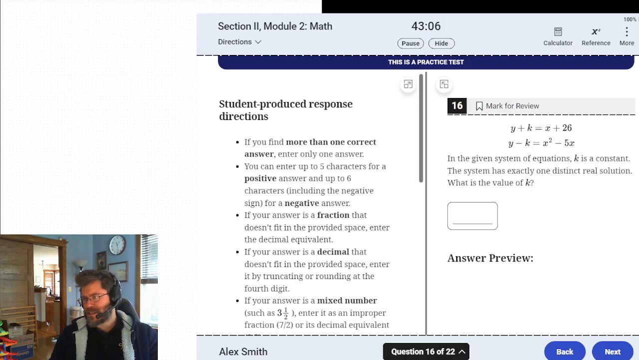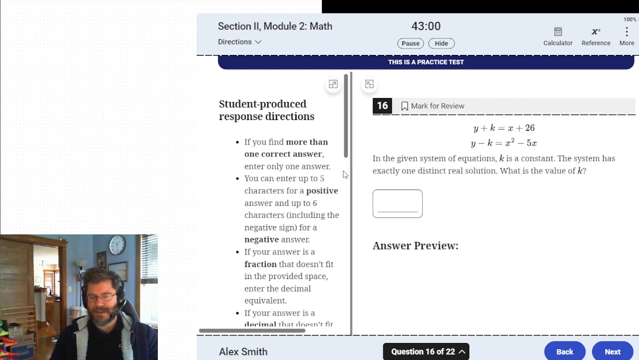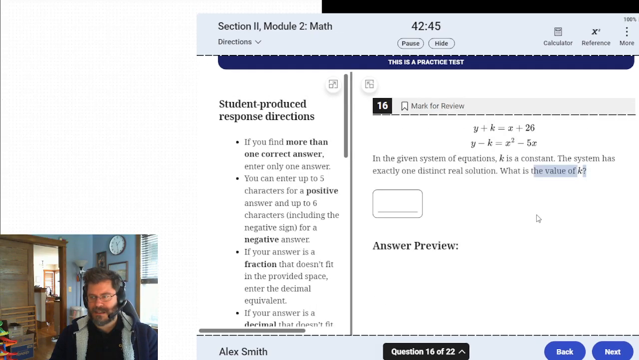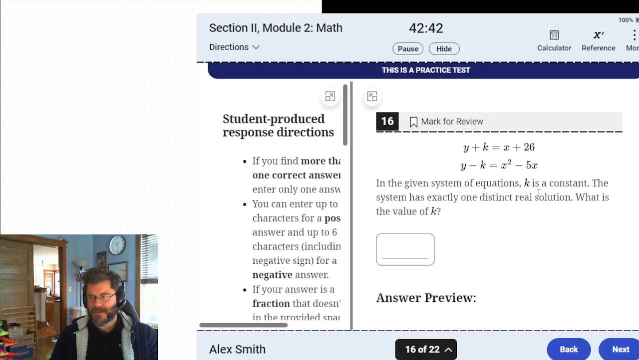All right. Given system of equations, k is constant. Again, that's mathematically useless. Notice that, if you watched the last video, we've got a similar scenario here where if I just add the equations together, these terms would cancel out. But I don't want that to happen. It's saying, what's the value of k? I want to solve for k. I don't want k to cancel. So what are we going to do here? Could I still solve it? No, it says it has one distinct real solution.